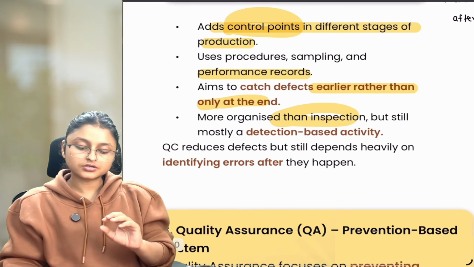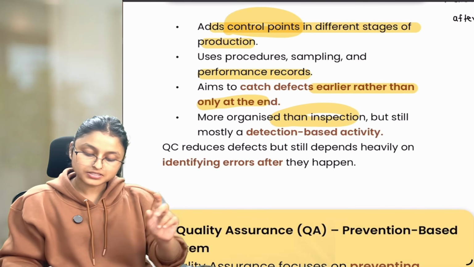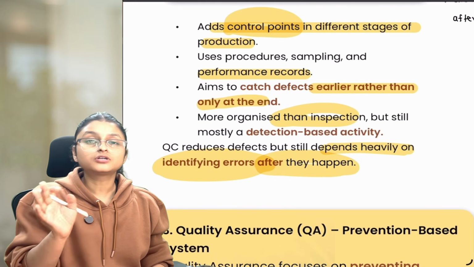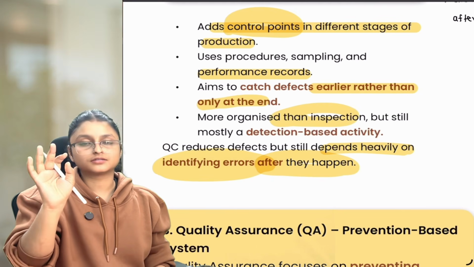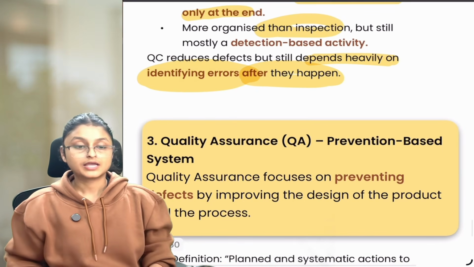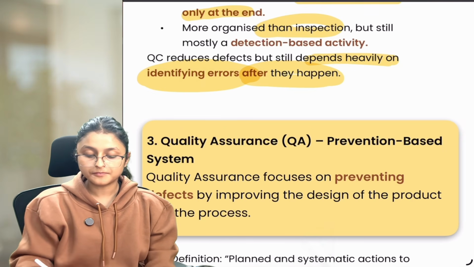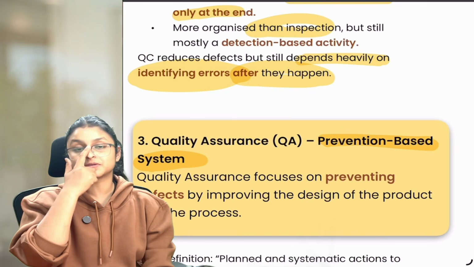So quality control helps us to reduce cost or reduce defects, but still depends heavily on identifying errors after they have happened. We are not trying to prevent the errors. We are just trying to detect the errors. Right? Next comes quality assurance. This is a prevention based system. Now came the prevention based system.